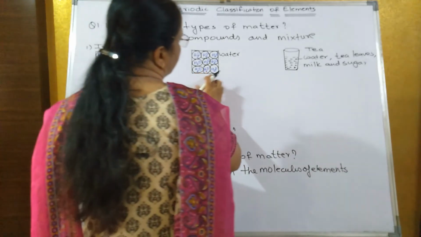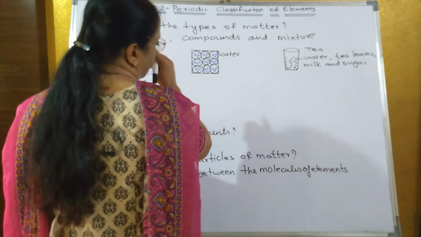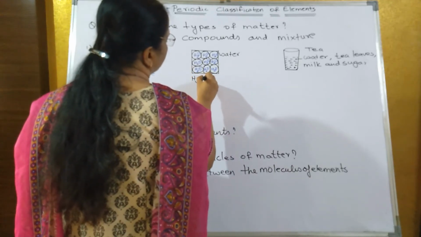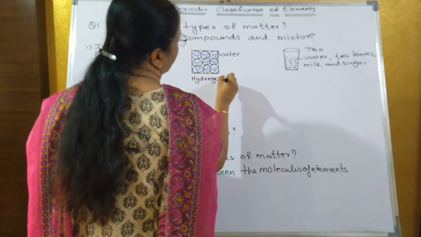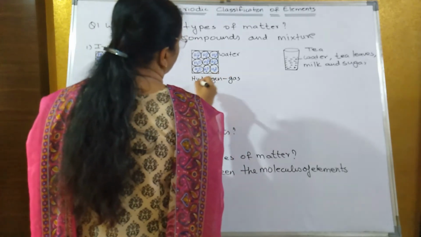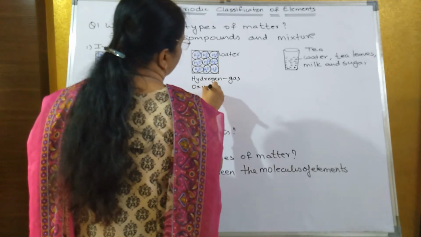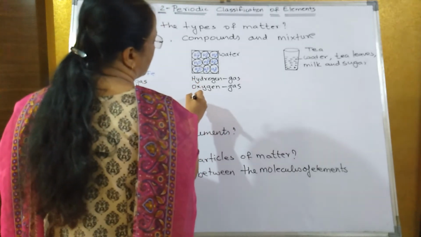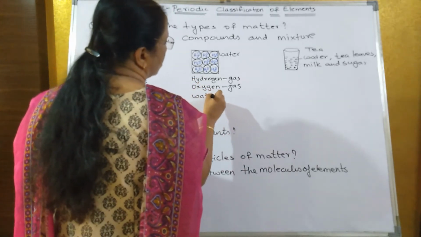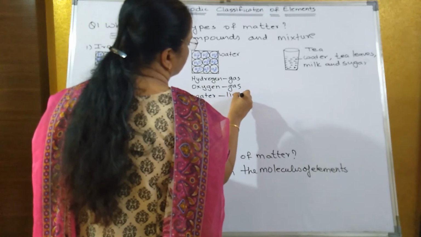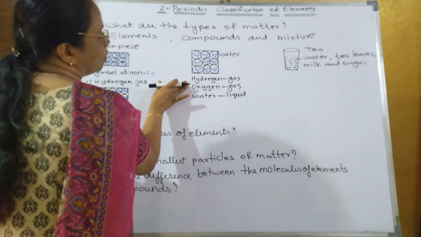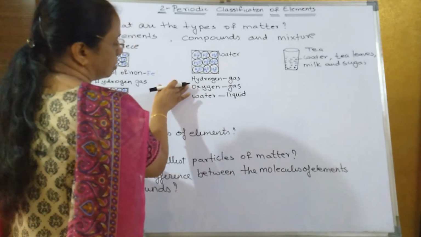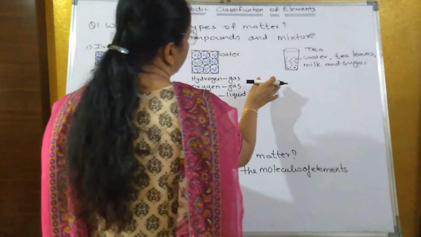Now what is the difference between a mixture and a compound? Here it is made up of hydrogen and oxygen. The property of hydrogen is that it is a gas. Oxygen is also a gas. But hydrogen and oxygen combine to form water. Water is a liquid. So the properties of the original substances are completely different from the properties of the compound formed from them. Whereas in tea it is not like that.